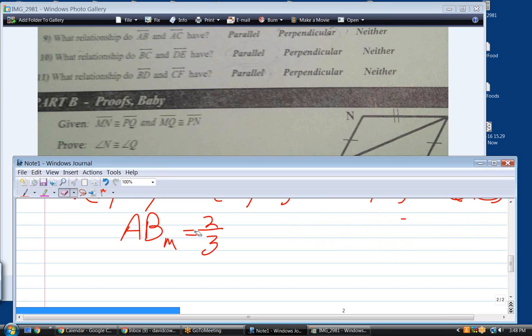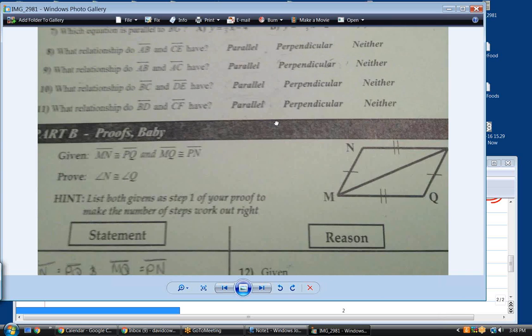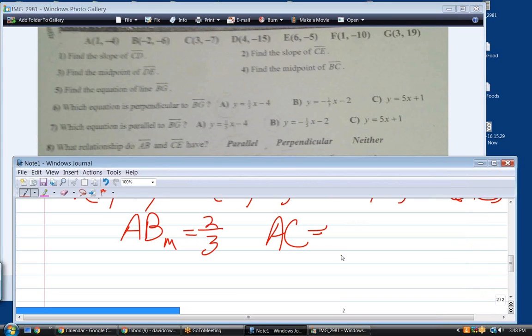So let's figure out AC. So AC is 1 and -4, and then C is 3. Give me every step that I'll write. So you have -7 minus -4, and then you have 3 minus 1. Okay, simplify. So that would be -3. And then 2.